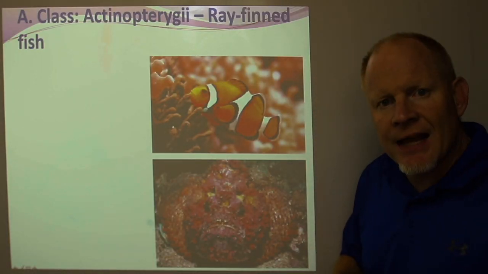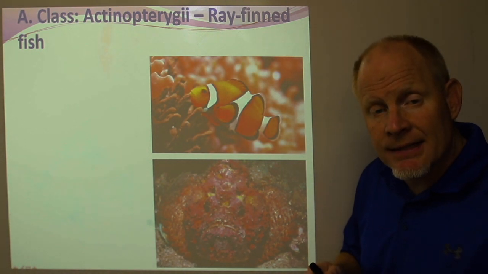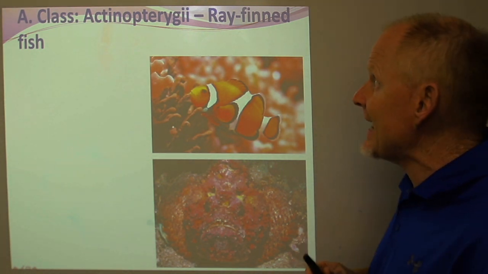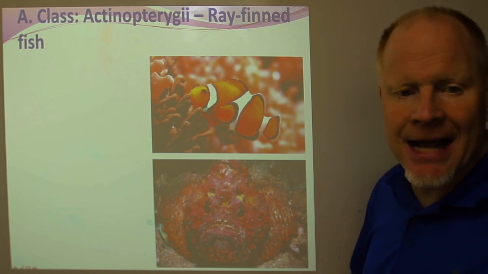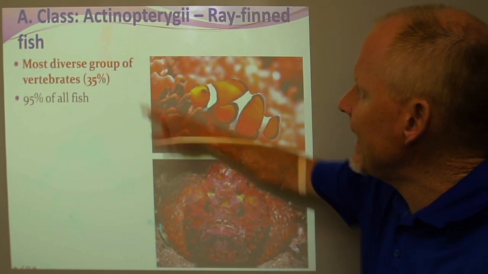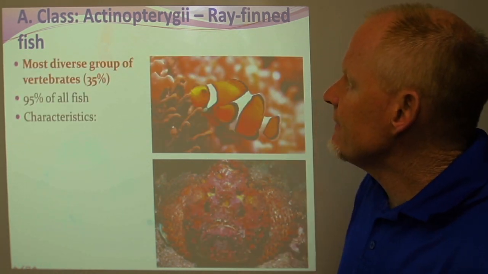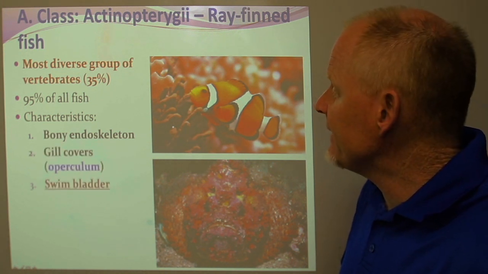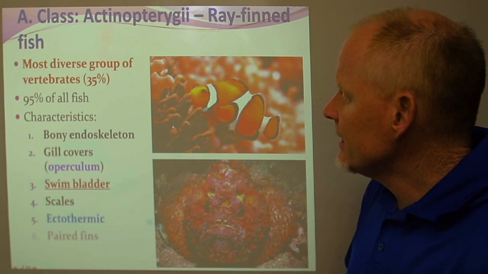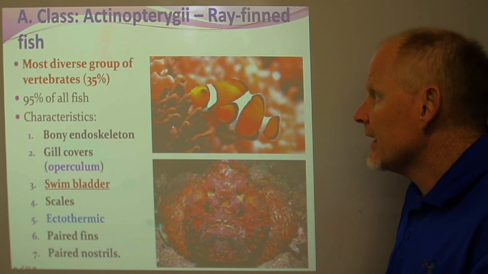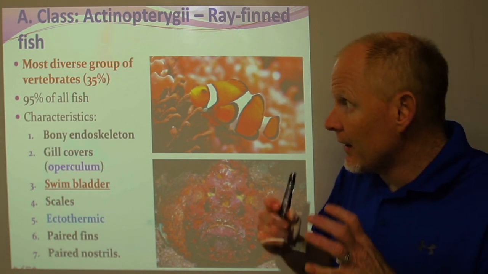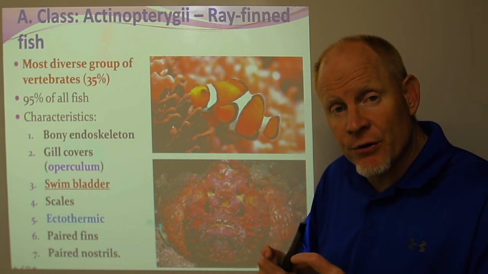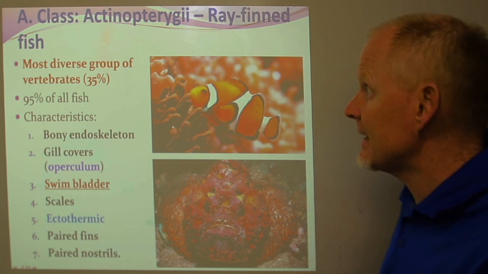All right, so our first class within the superclass Osteichthyes is Actinopterygii. That term, actino, means ray-finned. Ray-finned fish, as I mentioned, are an incredible group of fish. A large percentage of all fish are in this group, in one particular group within Actinopterygii.